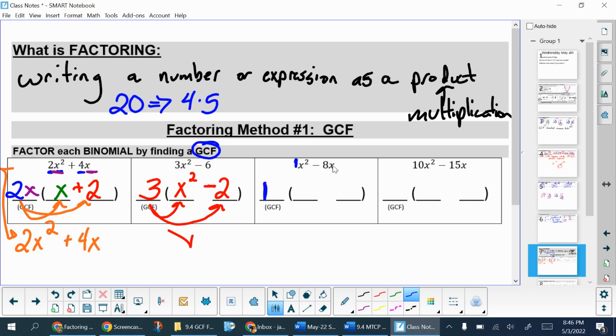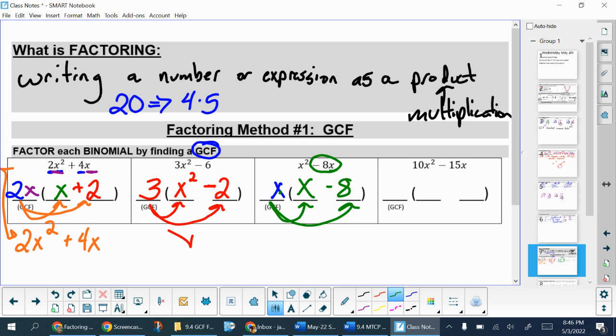Then I can go back and look. Well, I've got x squared and x. Well, the lower of those exponents is the 1, just the x by itself. So I know the greatest common factor is just x. And then I'm going to ask myself, okay, well, 1x, or really just x, times what makes x squared? Well, x times x makes x squared. And then x times what makes negative 8x? Well, I've already got the x. I just need the negative 8. x times negative 8 makes negative 8x.